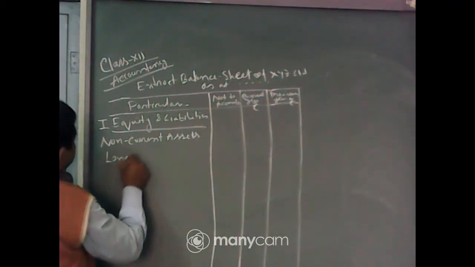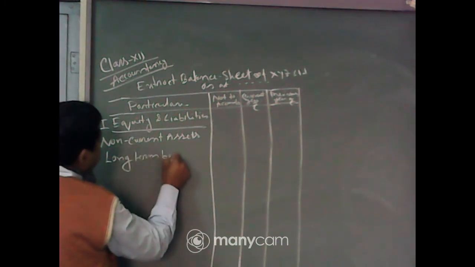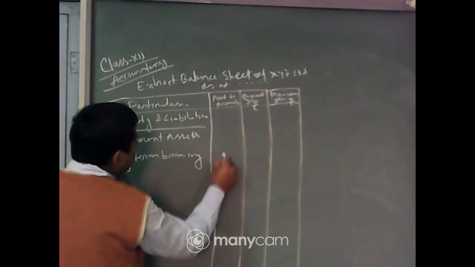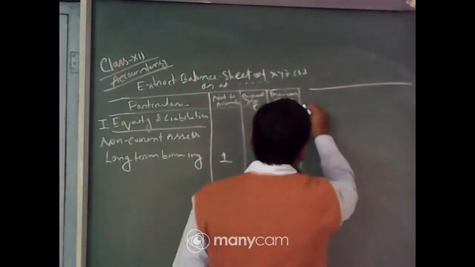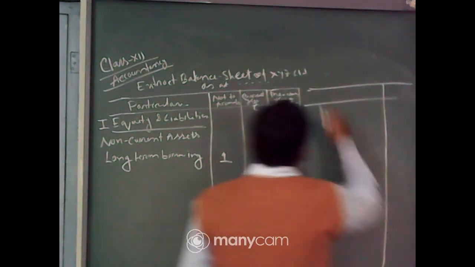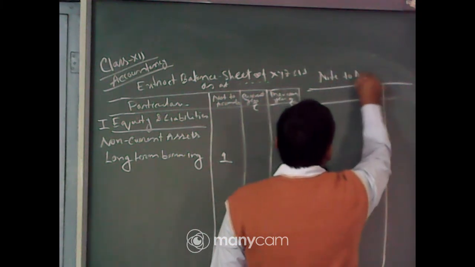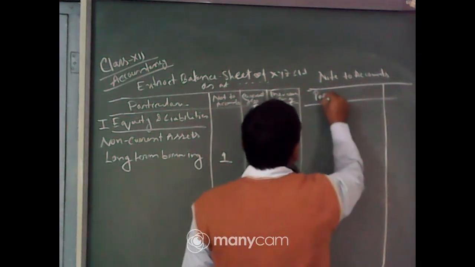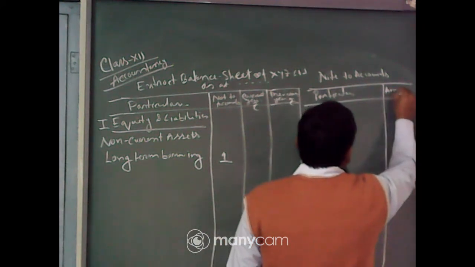So that is Long-Term Borrowings, and here you have to mention Note number 1. Now we have to make the Note to Accounts. This is very simple. The heading is Note to Accounts. There are particulars and the amount in rupees.